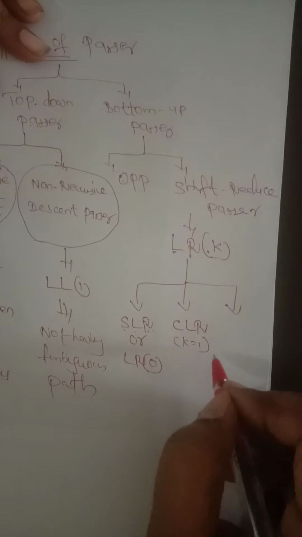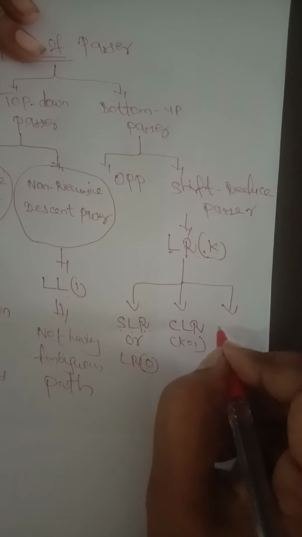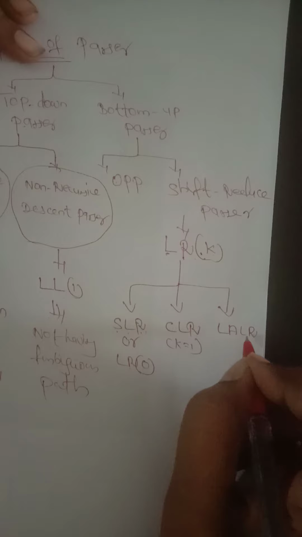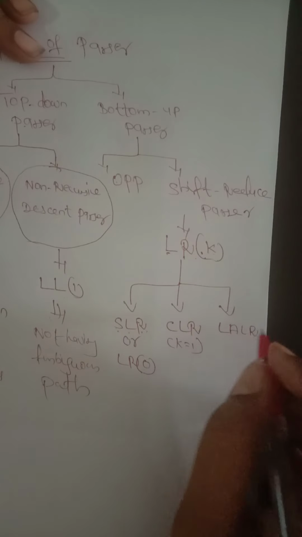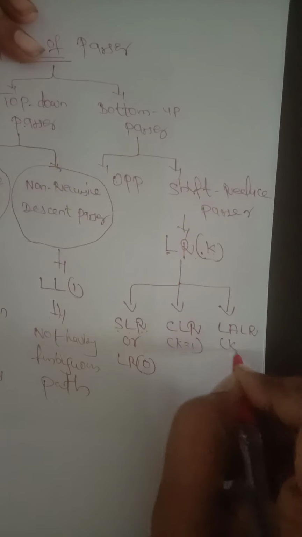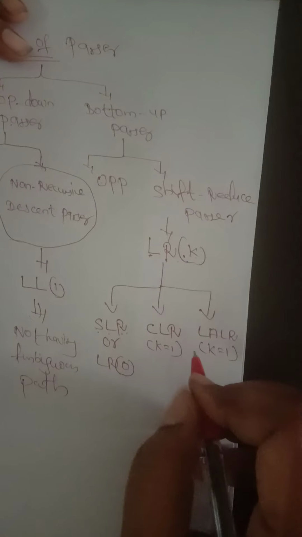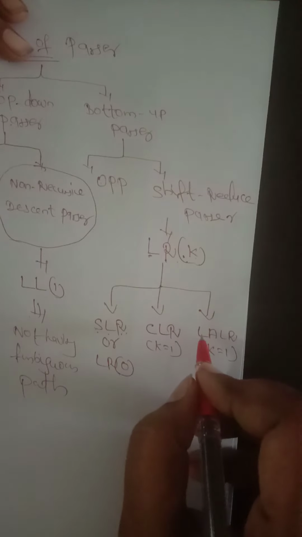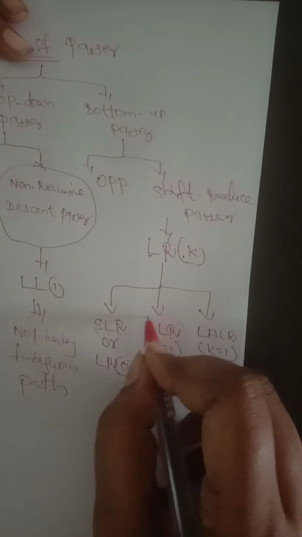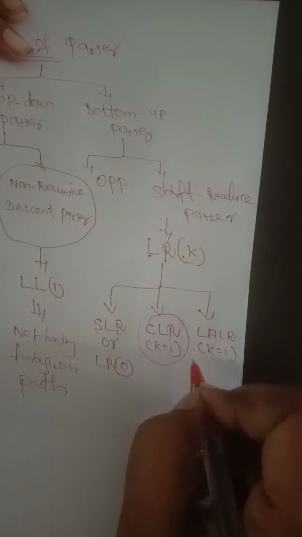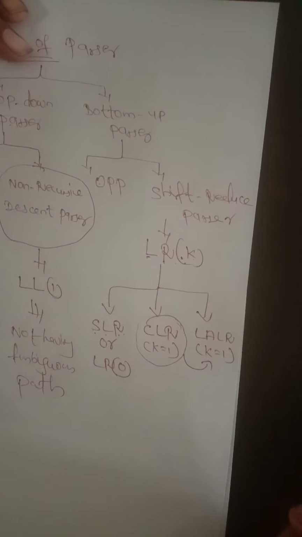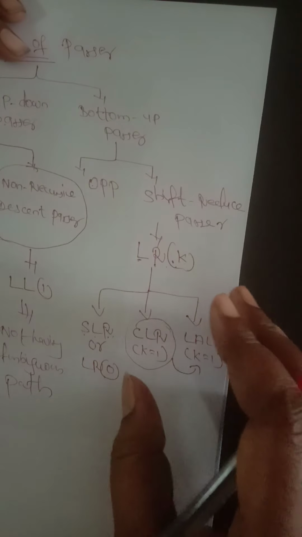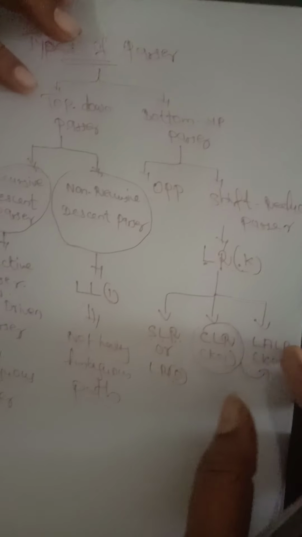Then the next one is called LALR, the look ahead LR parser. Here also the K value is equal to 1. Then what is the difference between CLR and LALR? The short form of look ahead LR is called LALR. So this is the introduction about types of parser.